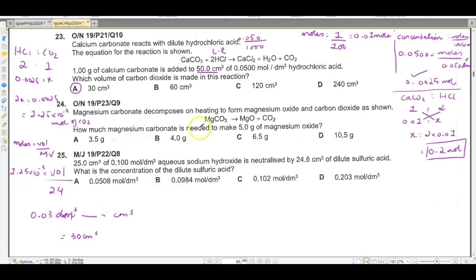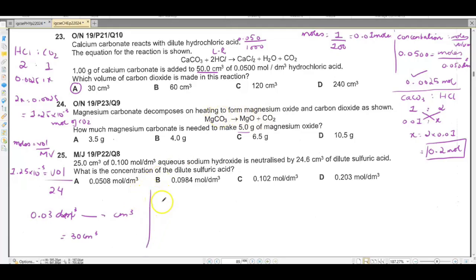Chalo, let's go on. If I need to, I'll clear the space. Question number 24. Magnesium carbonate decomposes on heating to form magnesium oxide and carbon dioxide as shown. How much magnesium carbonate is needed to make 5 grams of magnesium oxide? Okay, so this is a little bit of a reversal type of question. We haven't been given the mass of the reactant, but we have been given the mass of the product. So we can easily find the mass of the reactant. Okay, no issues in that.